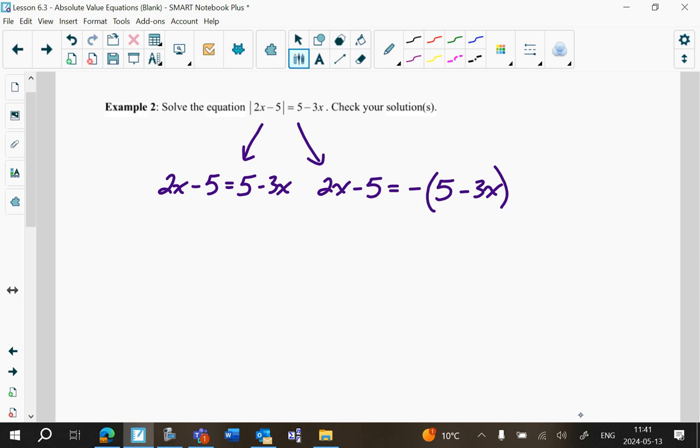So now we solve both of these equations. Well, remember, there's no quadratic equations here because it's just x, no x squared. So pull this over to make it 5x minus 5 equals 5. Add 5 to both sides, so 5x equals 10. Divide both sides by 5. This solution is x equals 2.